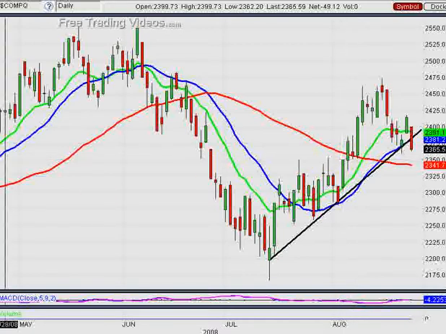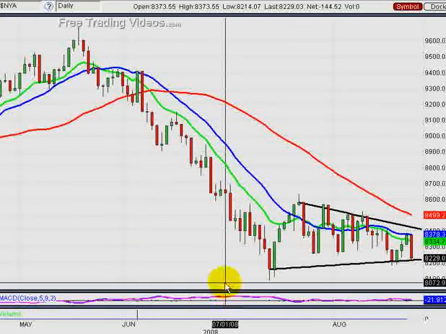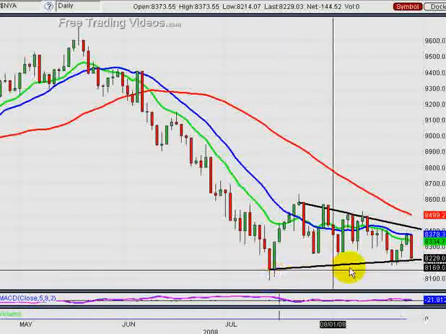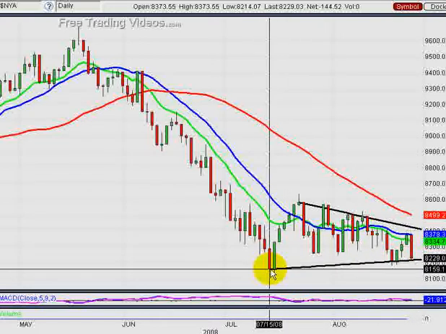So interesting. Let's have a look at the New York Stock Exchange. Here we are, triangle formation. Break this lower trend line, break that swing low. Break this swing low here, it's game over.